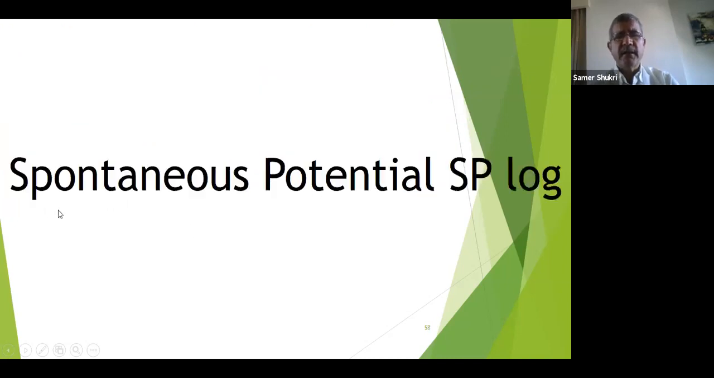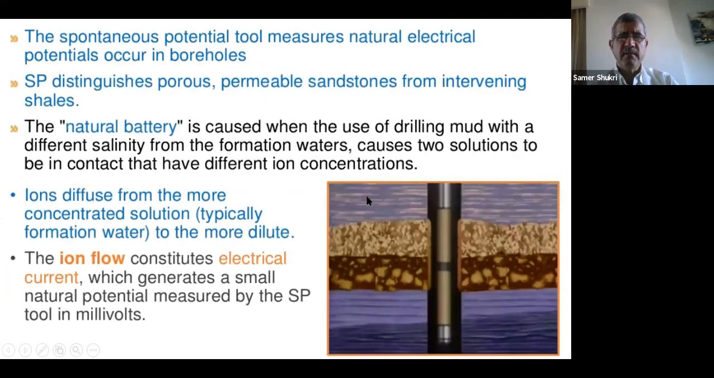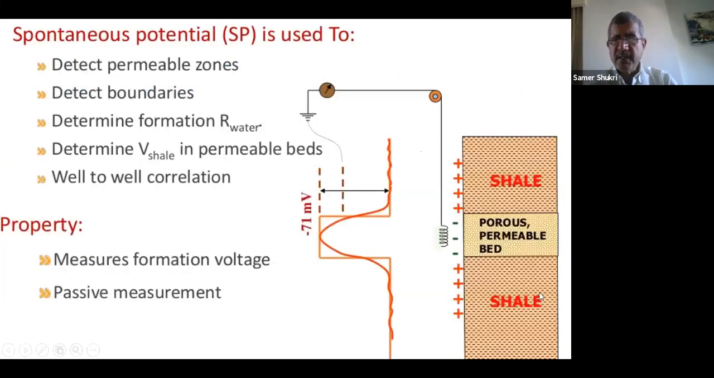The other type is the spontaneous potential log. You see it. I will not explain the principle of it. You can see it. You see at this porous permeable bed, we have shale up and down. The porosity of the shale is high, but the permeability is almost zero. Here is zero. While here, it has high porosity and high permeability sandstone. You see?